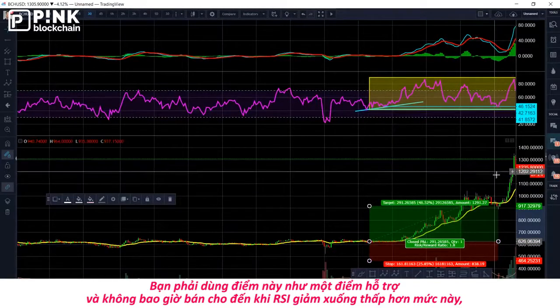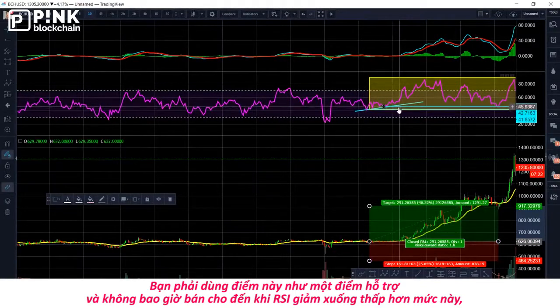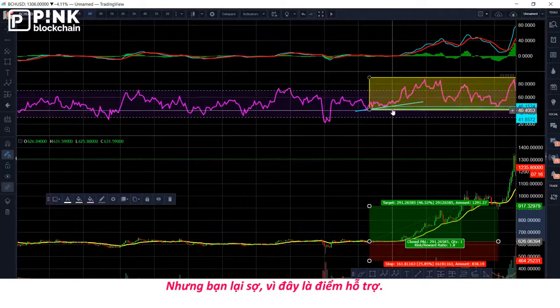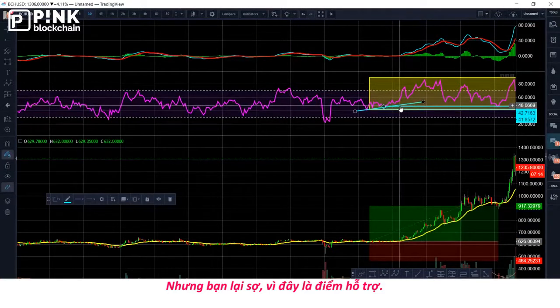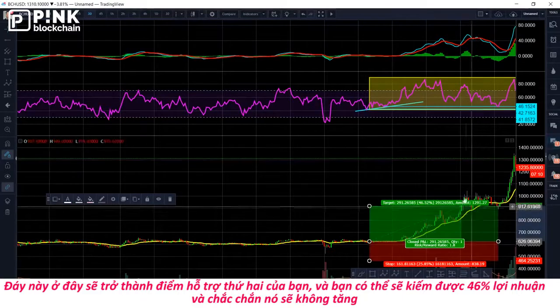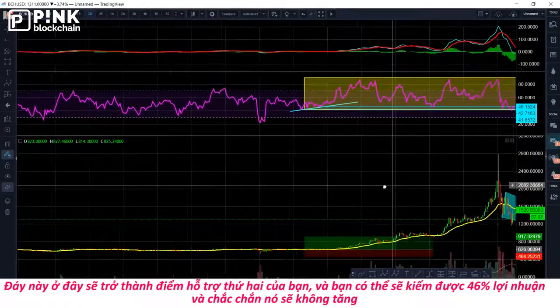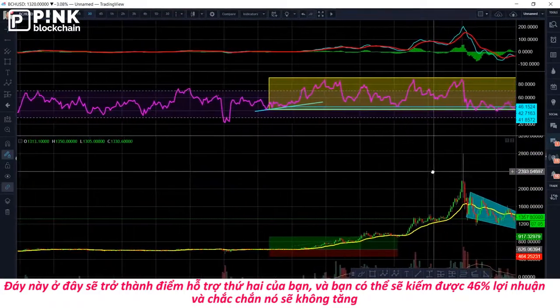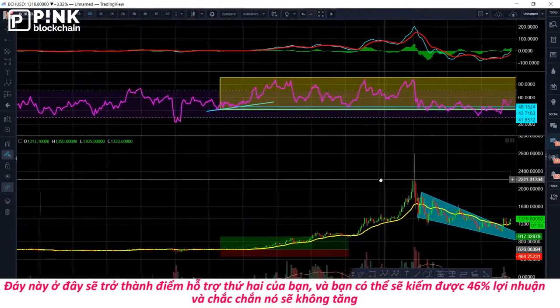For this point, okay? You would have used this as a support and you would not have sold, guys. You would not have sold until it broke it, right? But even if you panicked, because this is now your support, this is basically your primary support, this one on the bottom is your secondary support, you guys would have made 46%. But surely enough, it bounced off of it and it kept going, and it kept going, and it kept going.